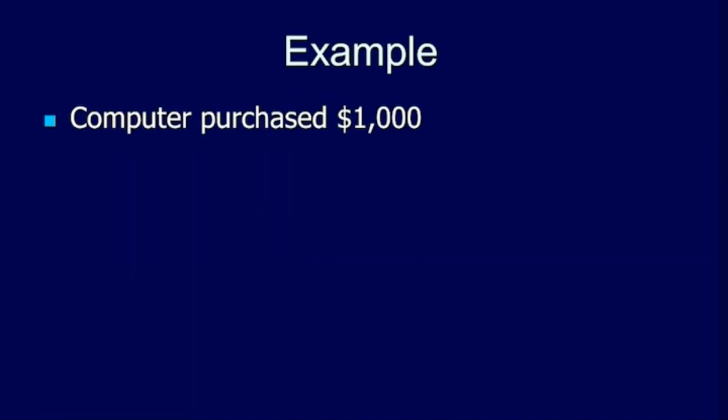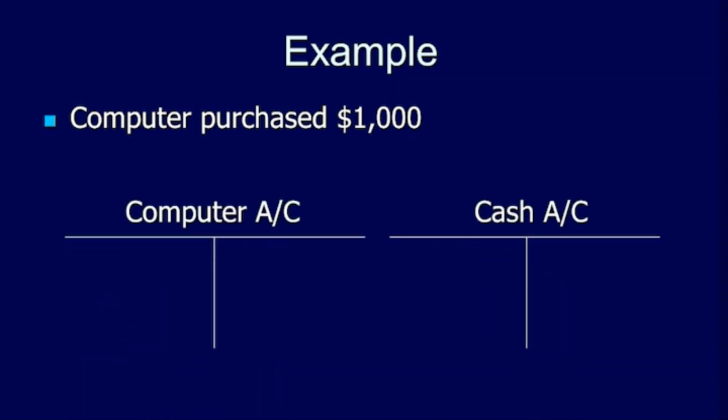Example number 3, computer purchased. We discussed something similar to this before. The double entry for this business transaction, computer account debit, cash account credit. The fixed asset account computer has received the value of 1,000. Therefore, a debit entry in the computer account. The cash account has given the value of 1,000 in cash. Therefore, a credit entry in the cash account.